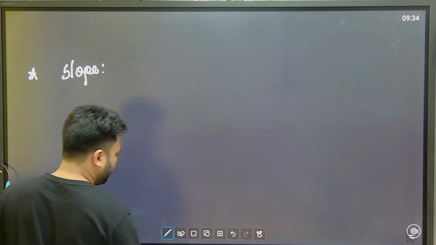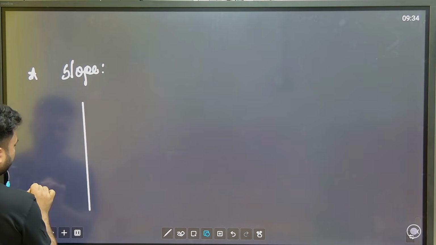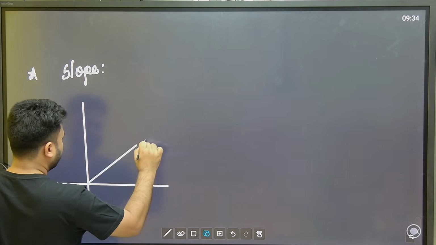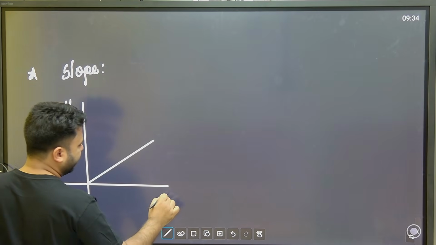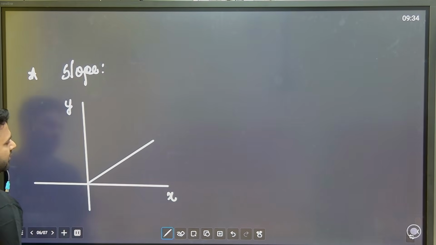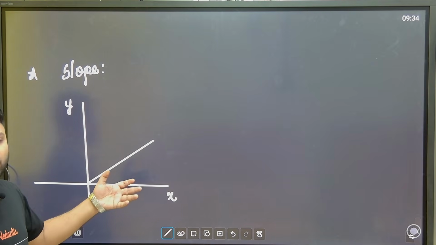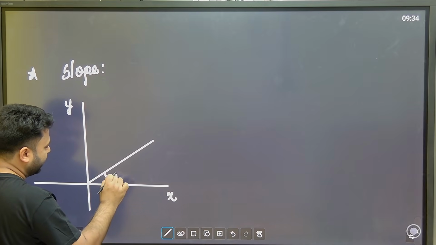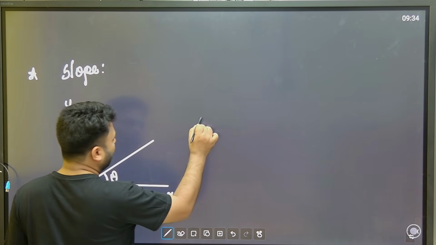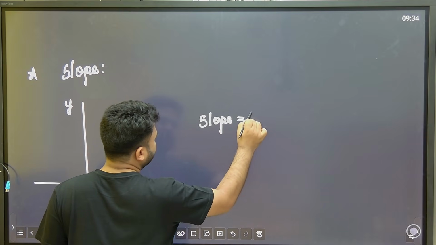See, suppose this is the y-axis, this is the x-axis, and this is a line. They ask what is the slope of this line. So we have to see the inclination, how much angle it is inclined. So slope we can write, slope equals tan theta.